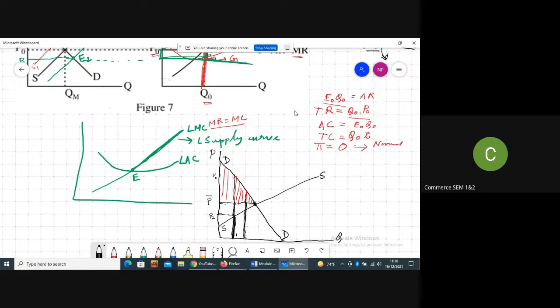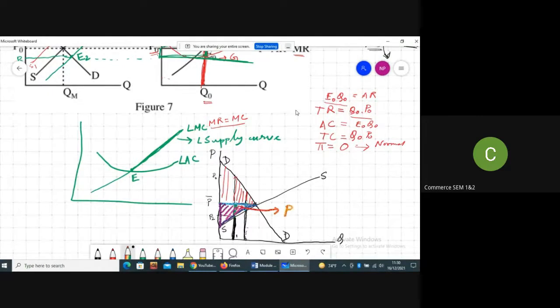So this distance is basically part of the producer surplus. Similarly, this distance is part of the producer surplus. So this area above the supply curve and below the price line, or below the market price, is called the producer surplus. Clear? Clear, sir.